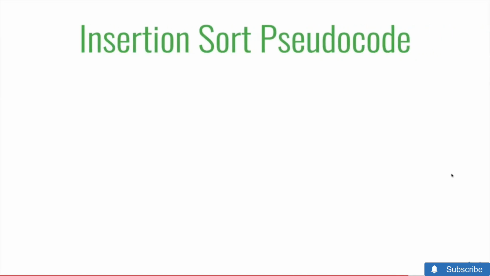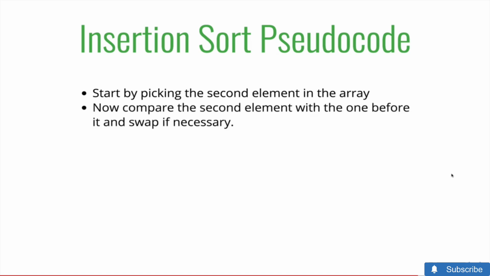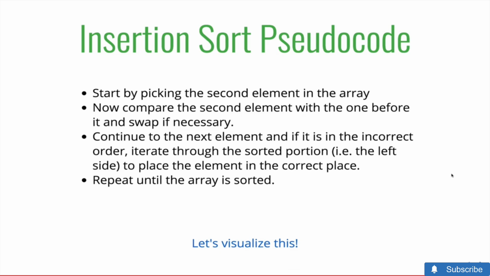So as far as the pseudocode, what you do, you start by picking the second element in the array because our sorted portion will be considered the first element at the very beginning. So we don't need to sort the first element. So we take the second one and we compare it to the one before it, and if necessary, we swap them. Then we continue to the next element and check if it's in the correct spot. So we iterate through the sorted portion, the left, at this point, if we've sorted 2 of them, the left 2, and we figure out where to put the third one. And we repeat until the array is sorted, and then return that array.